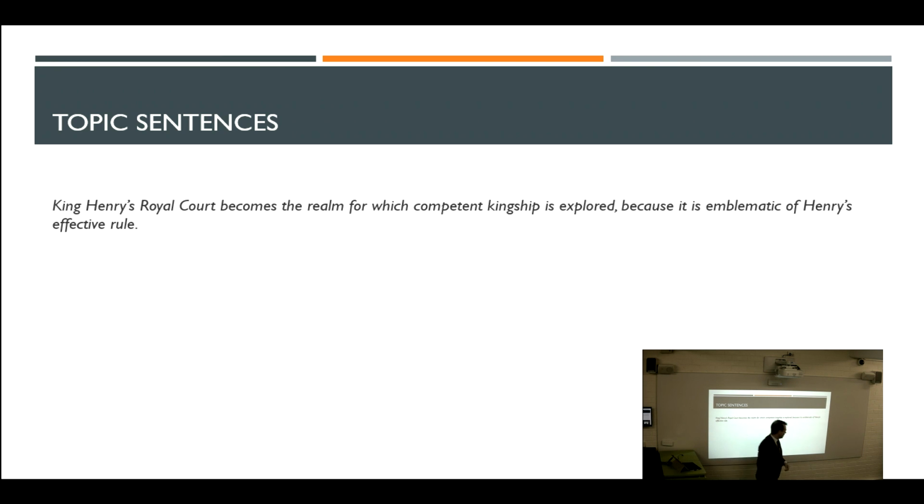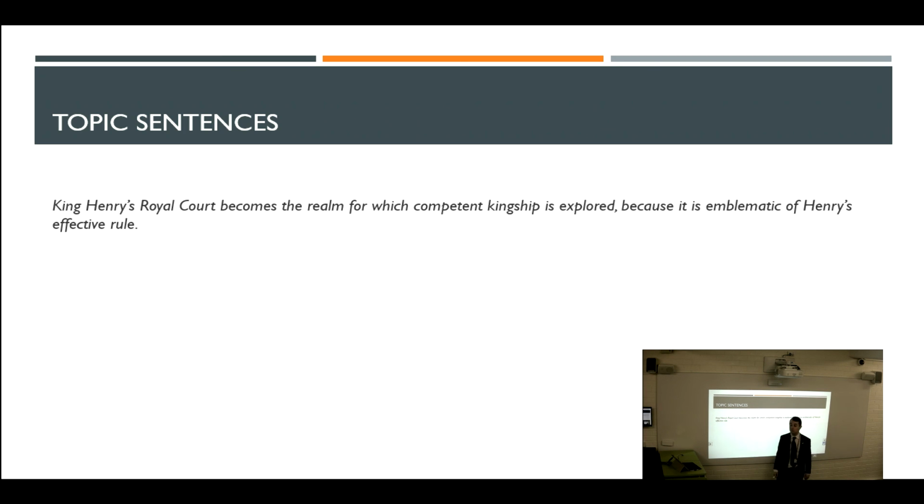Next. King Henry's royal court becomes the realm for which competent kingship is explored because it is emblematic of Henry's effective rule. First of all, what's nice? Good words. I like the words. Some good expression. It's cute. Okay, cool. It's hard to train. Okay. What needs help?